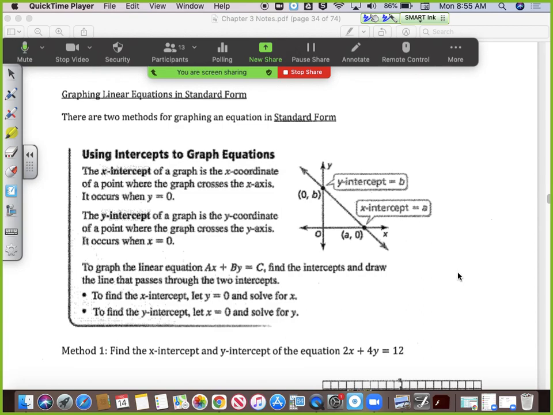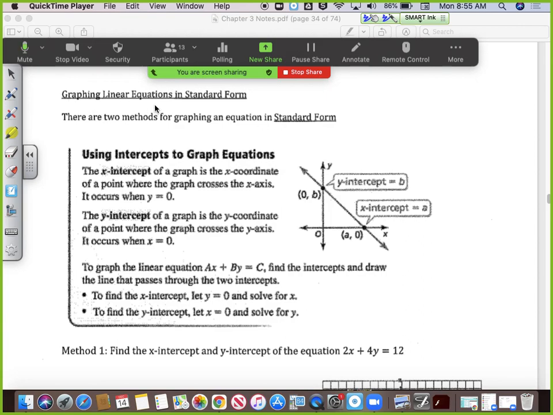So this is a start to a whole new idea with graphing lines, and this is where Algebra 1 really starts. So if you're feeling like, well, this was easy, that's great, but this is now going to be new material, so please make sure you're paying attention and keeping up with this, because this is going to start to get really difficult really quickly.